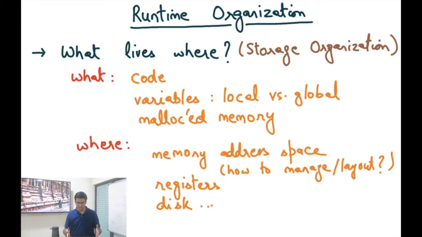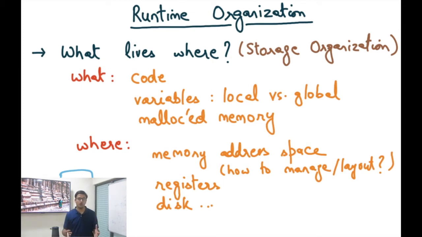So one thing is what, and the other thing is where. What are the options for where? One of the options is to store these constructs, for example code, variables, and malloc memory, in the memory address space. A computer is typically made up of a memory and a CPU, and recall that the CPU is basically just a loop that executes one instruction after the other. It can make references into the memory, and this memory can be abstracted as an address space. So we are going to store much of this information in the address space, and that's no surprise. But then the question is how to manage or lay out this address space.